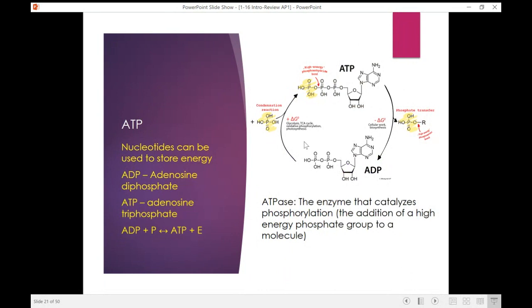So ATP, again, is that nucleotide, and it can be used to store energy. We also have ADP, adenosine diphosphate, rather than adenosine triphosphate. Tri means 3, di means 2, so it has to do with the number of phosphate groups on there. Okay? So we have what's called ATPase. Remember, ASE at the end is going to tell us that it is an enzyme, and ATPase is an enzyme that catalyzes the phosphorylation. So that means that it's going to add an extra high energy phosphate group to the molecule. Okay, so when we add that in, we're actually storing that phosphate molecule. We're storing the energy within the phosphate bond.